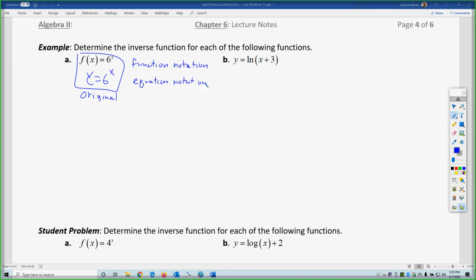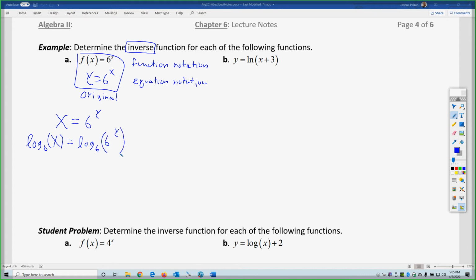Okay, so remember the first step to finding inverses is to flip the variables, because you're undoing one function with another function. We're switching the x and y values. So x equals 6 to the y gives us an equation format of the inverse. So we need to solve for y. I need to get that y down from the exponent, so I'm going to do log base 6 of x and log base 6 of 6 to the y.